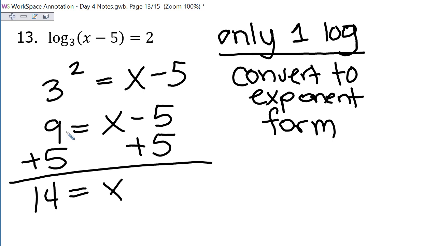Now again, make sure you check your answers. If I put a 14 right here, what's 14 minus 5? 9. Is that a negative number? No, so we're good. 2 more. Number 14.